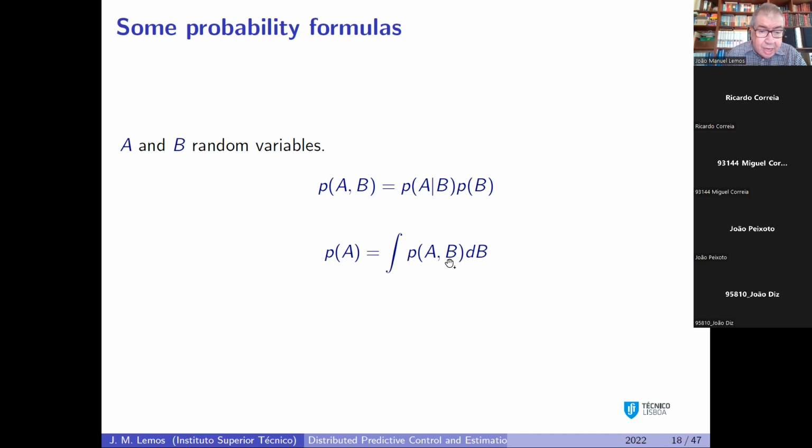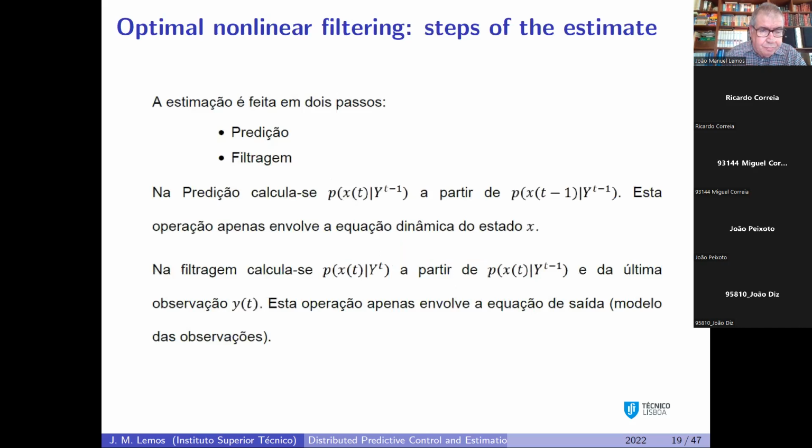Now, another formula that we are going to use: if we have a joint probability of A and B, and you integrate on B, you just get the marginal probability P of A. Okay, we are going to use this.